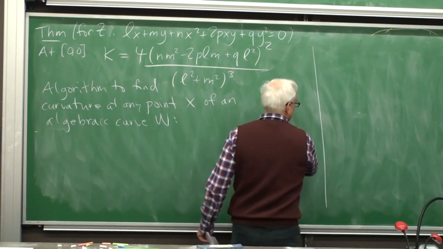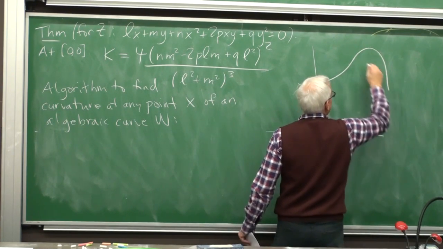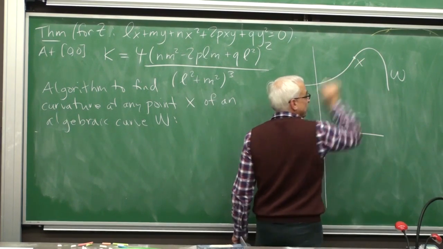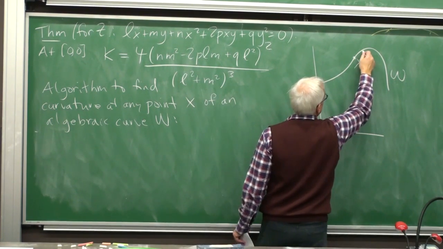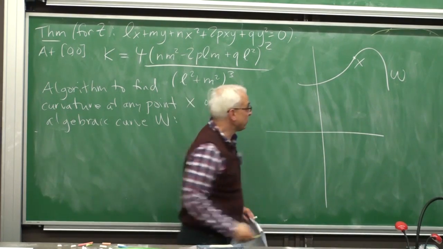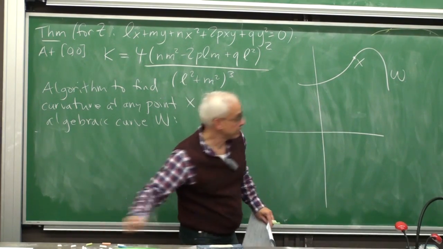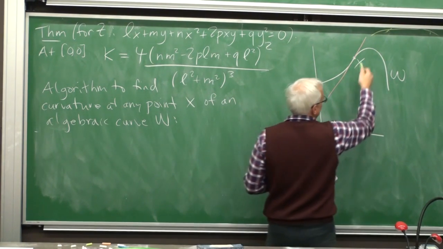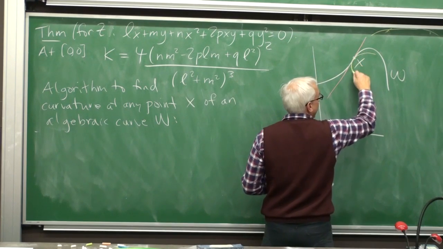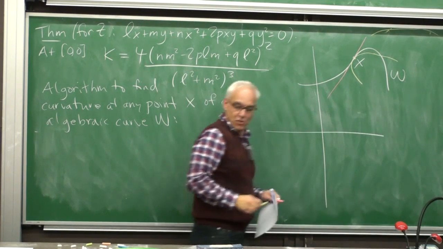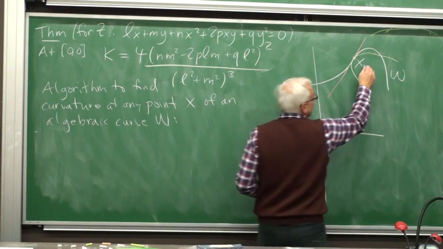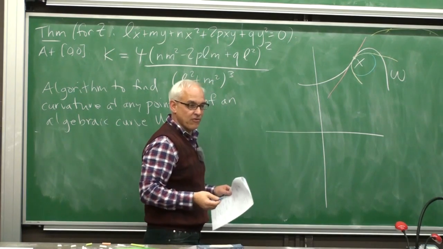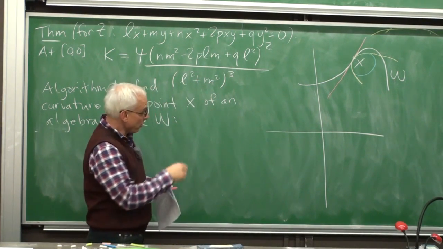So here's some curve, it's called W, and here's some point X on it, and we would like to know what's the curvature. So we'd like to find, well, there's the tangent line perhaps, and then some approximating parabola. Or maybe we could use a circle too, an osculating circle, or we could think in terms of a parabola. And we would like to know what's the curvature at that point.